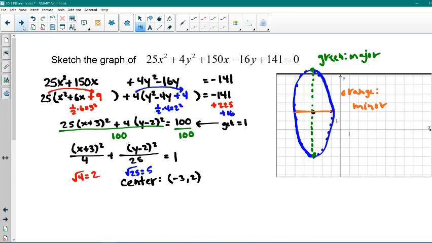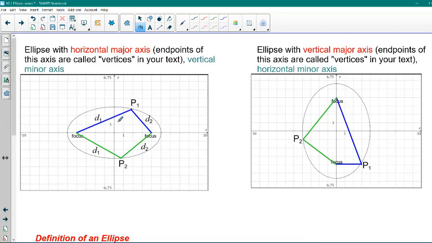All right, a tiny bit more terminology. When you have an ellipse that is kind of flattened out, you're going to have a horizontal major axis. When you have a taller ellipse, you're going to have a vertical major axis. So I encourage you to read through this.